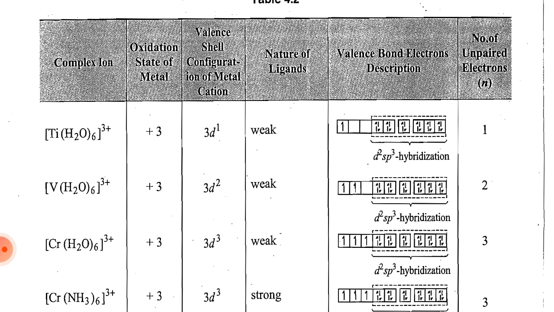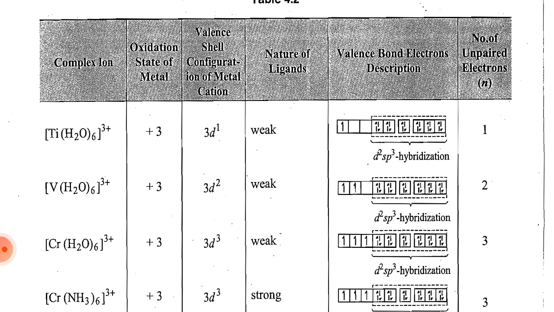[V(H2O)6] 3+: the oxidation state of the metal will be +3, so the valence shell configuration of the metal cation will be 3d2. Nature of ligand: H2O will be a weak field ligand. So in the vanadium 3d orbitals, 2 unpaired electrons are present. H2O will give 12 electrons and form d2sp3 hybridization. The number of unpaired electrons n will be 2.